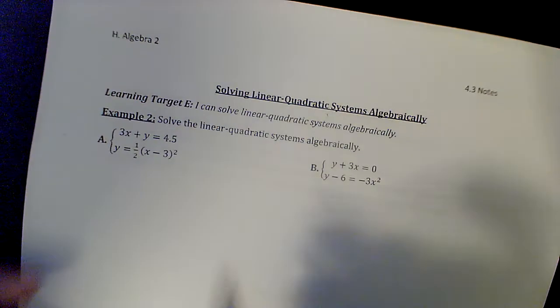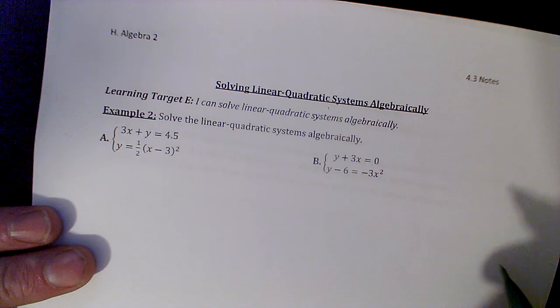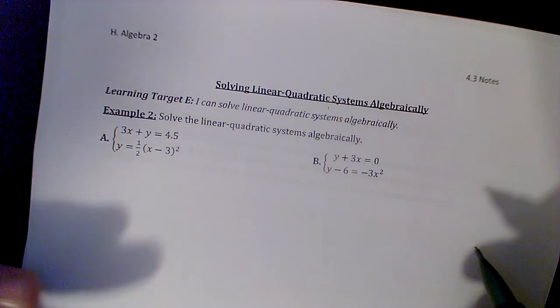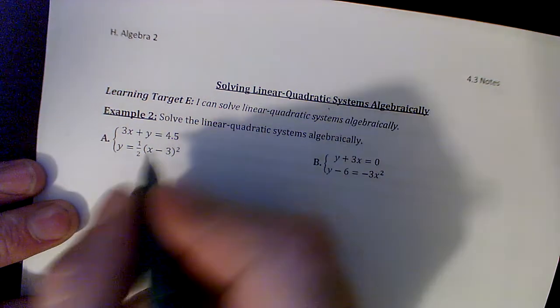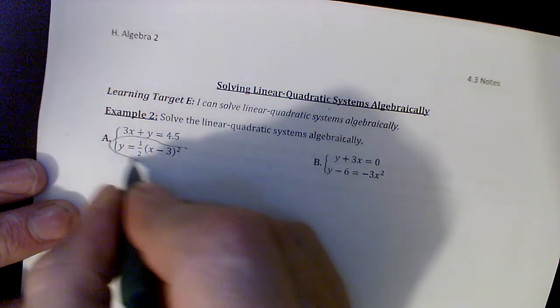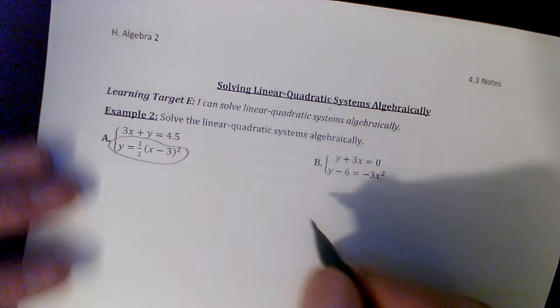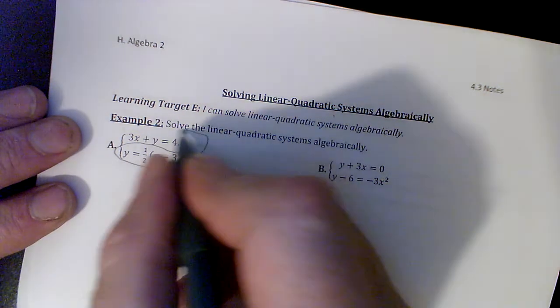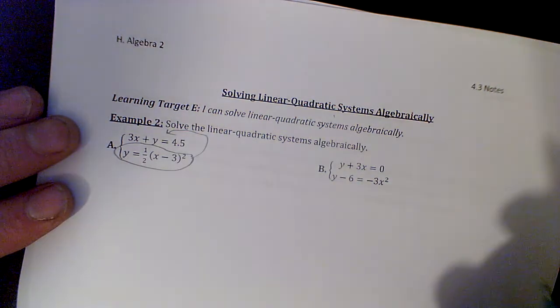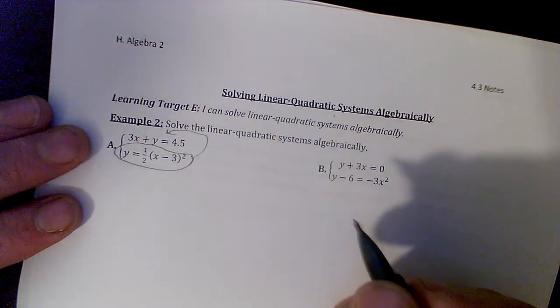Now, if you start with a system that is a linear and a quadratic, one of the surest ways to be able to solve it pretty efficiently is to use substitution. Do you see how this is solved for y? Once you have something solved for y, you can plug it back into the y on the other one. And likewise, if you have something solved for x, you can do the same thing.